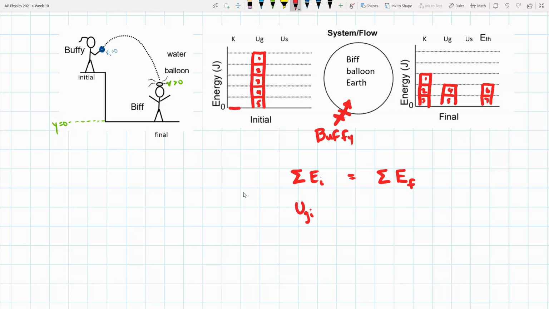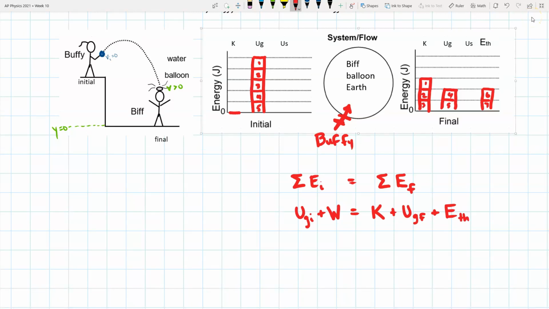Now, Buffy is doing work on the system, right? So she is adding her energy. So we're going to say plus work equals the sum of all these energies right here, which would be kinetic plus the final gravitational potential energy plus thermal energy. We can just put E_TH for thermal. Okay, and this would be our final, just kind of qualitative energy equation right here.